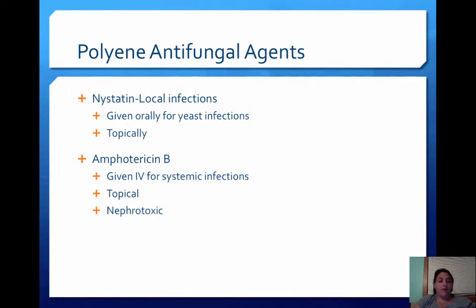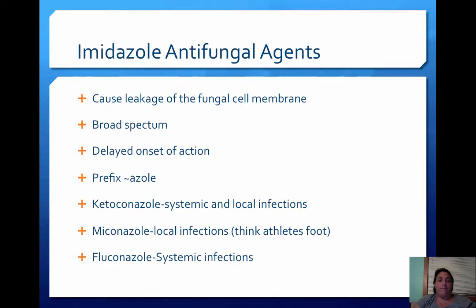amphotericin B. This can be given IV for systemic infections. It also can be used topically for local infections. Once it distributes into the tissue, it stays for a long period of time, which is why it works really well. The IV injection can be nephrotoxic.